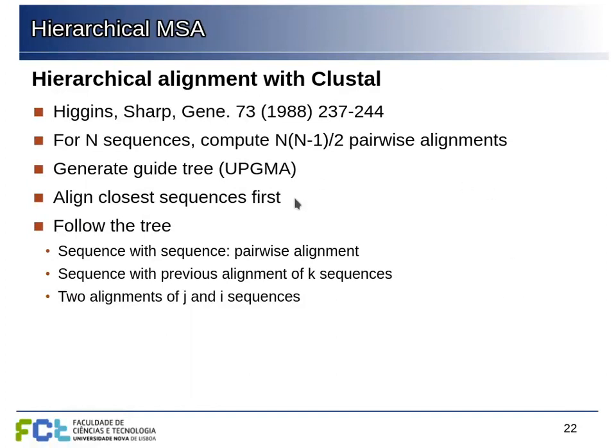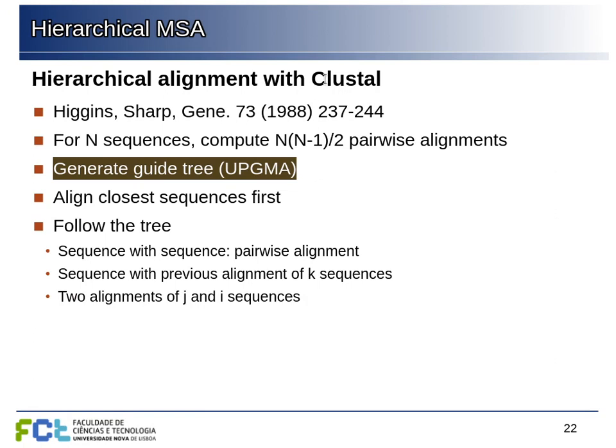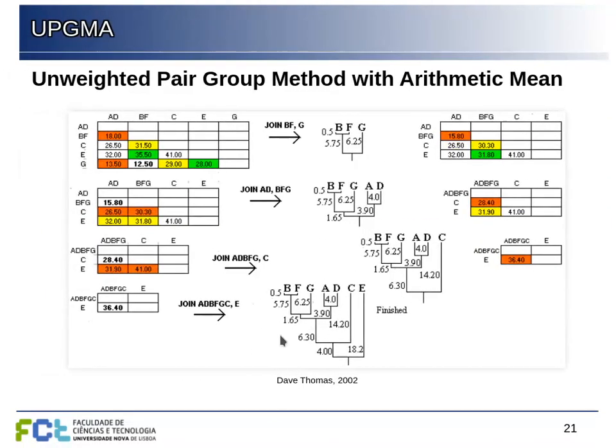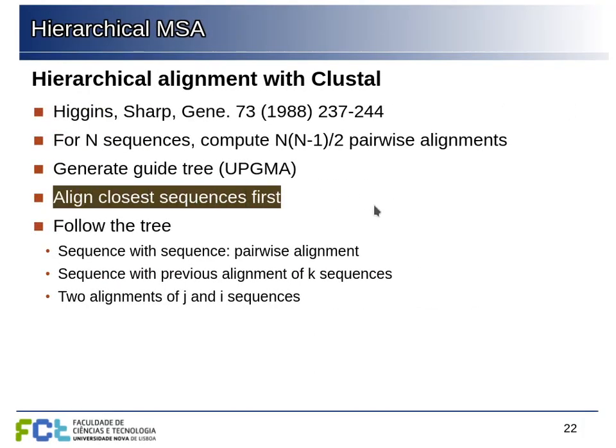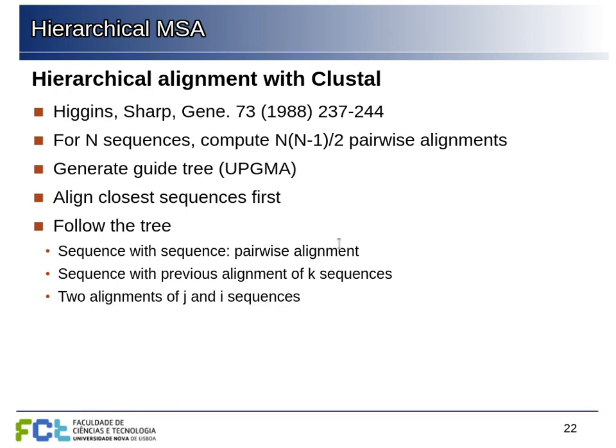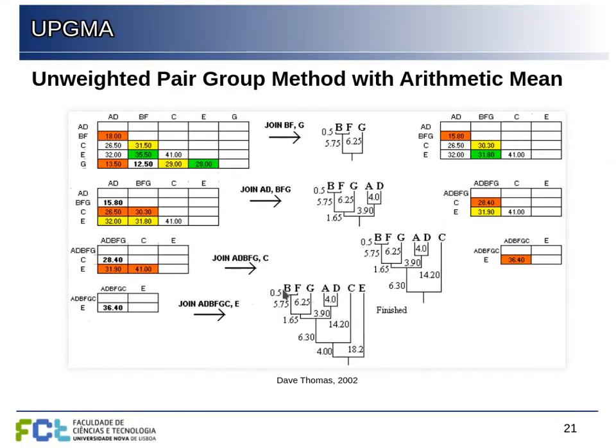So with the Clustal, initially we have this guide tree using UPGMA. So basically this tree tells us in which order we are going to align the sequences, and then we're going to align the closest sequences first and then follow the tree. So as we follow the tree, in some cases, for example, B with F or A with D, we have to align two sequences. This is just using the alignment method, for example, Needleman-Wunsch, to get the global alignment between the two sequences.